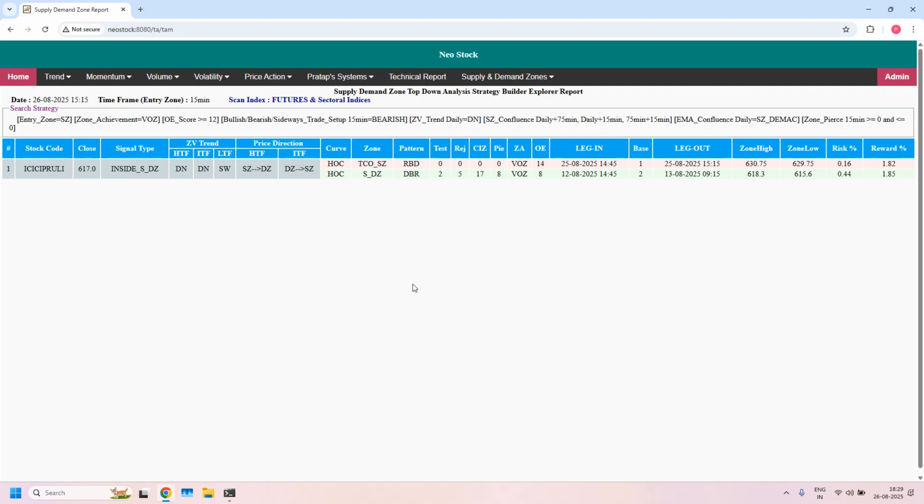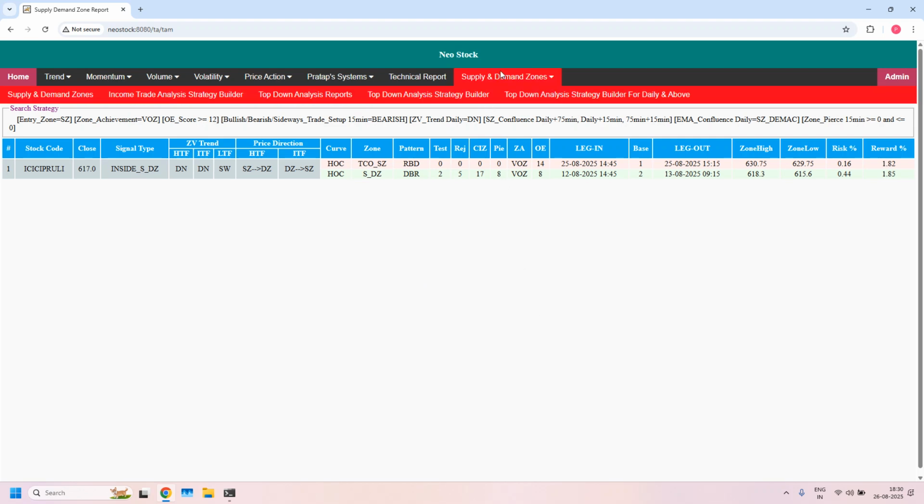So this is a bearish trade setup for daily income trade. Next, I will generate the hourly income trade report.